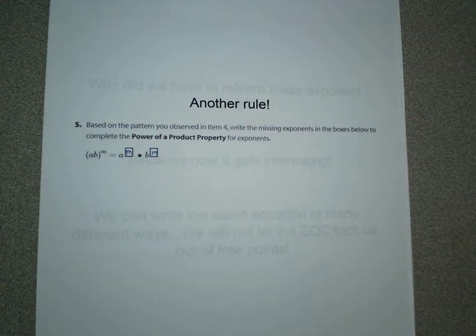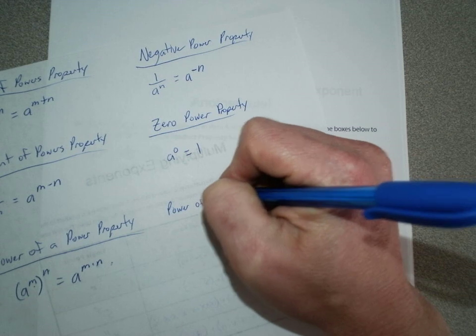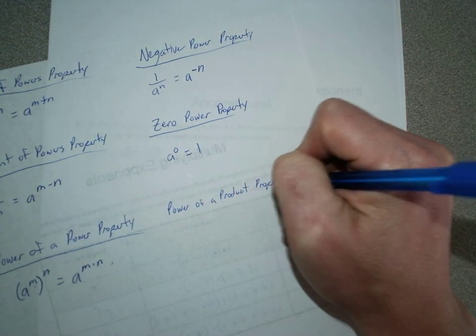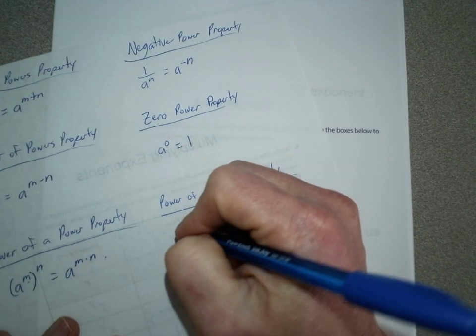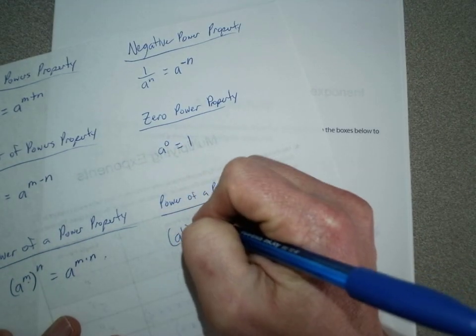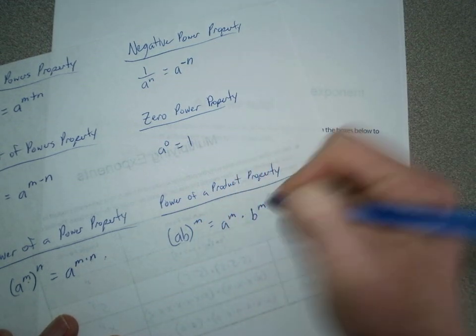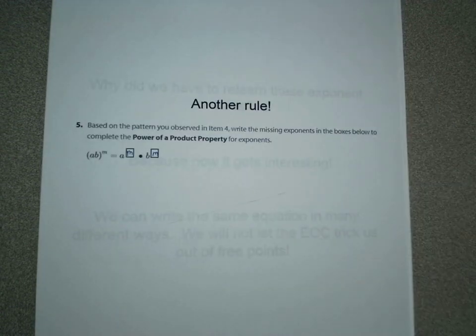So again, on our rule sheet, we're going to say power of a product property. And we're going to say that, how do we word it? AB to the power of m equals a to the power of m times b to the power of m. Please have these 6 rules handy because you're going to need them in just a second.